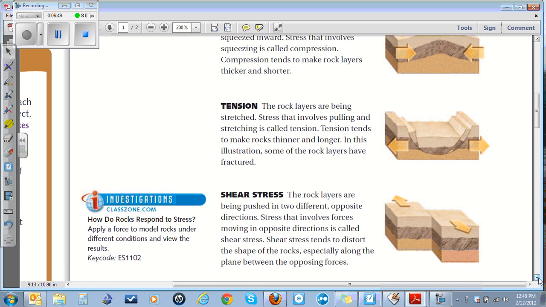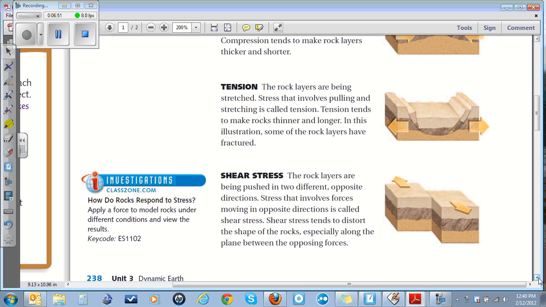Tension. The rock layers are being stretched. Stress that involves pulling and stretching is called tension. Tension tends to make rocks thinner and longer. In this illustration, some of the rock layers have fractured.